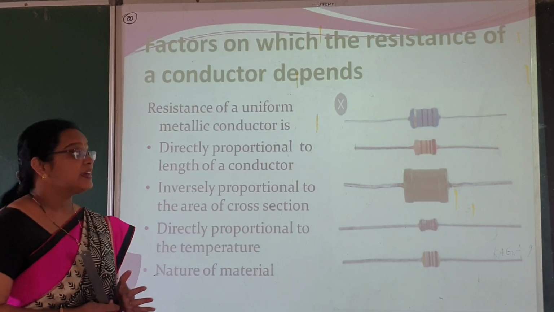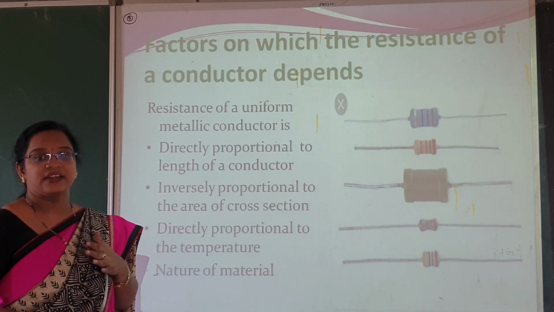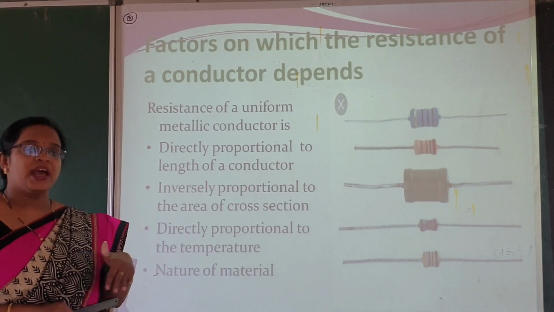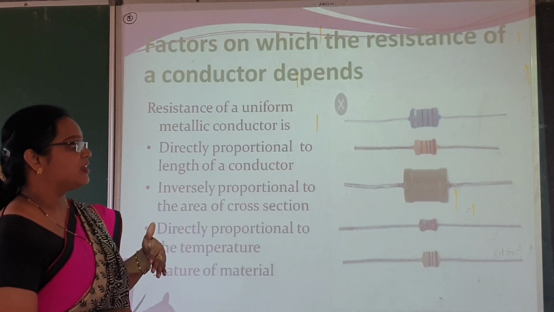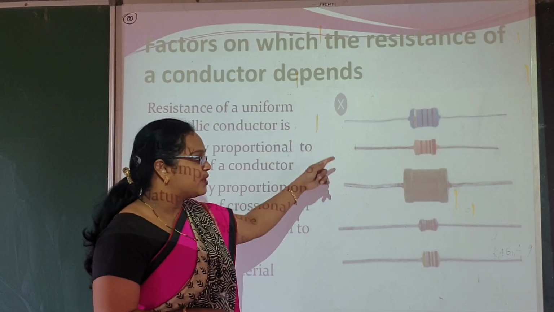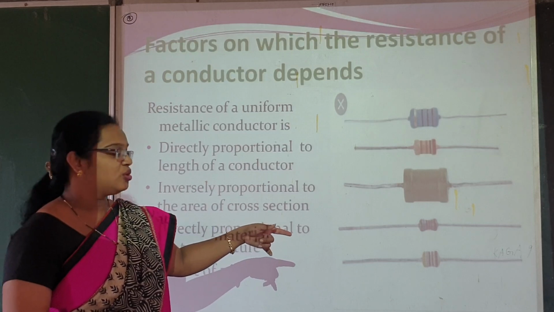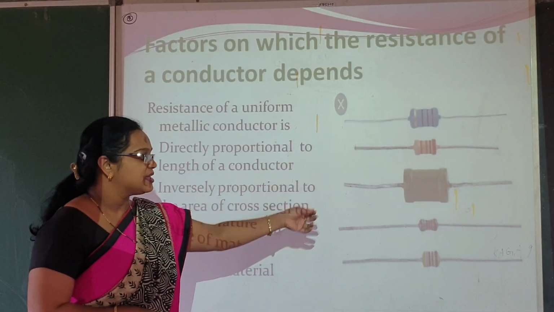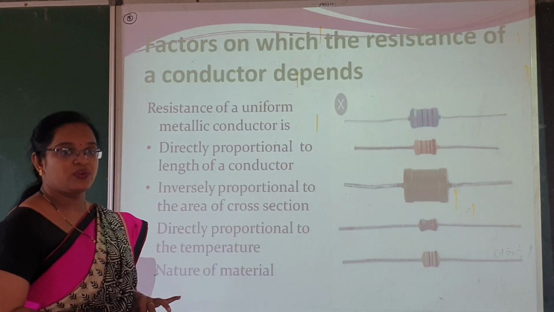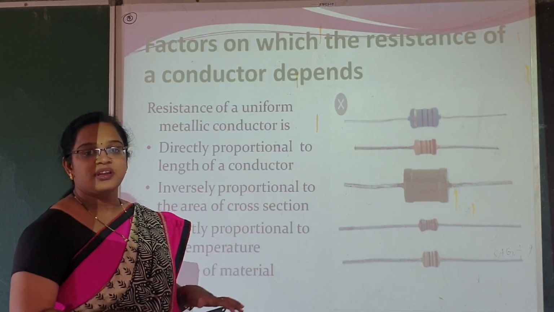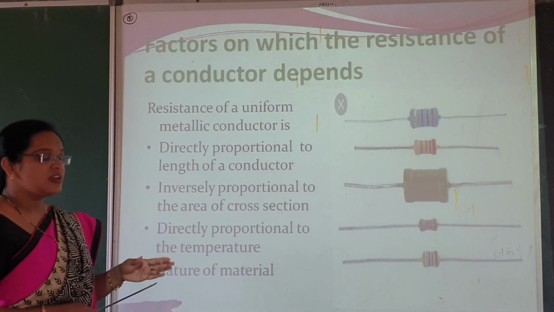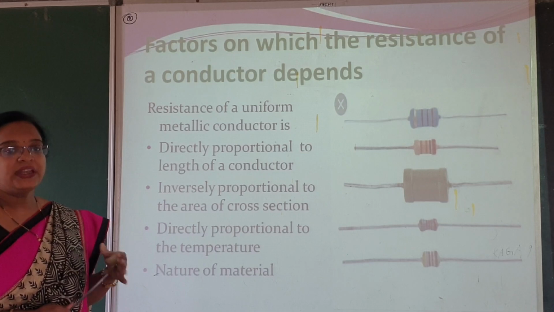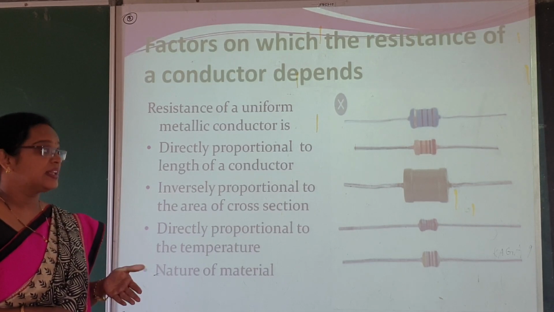So on what factors does the resistance of the conductor depend? I told you a few will have less resistance and a few will have more resistance. These are the component resistors used in the circuit to maintain the resistance. In IC circuits and all, these are resistors of different values: 5 ohm resistor, 10 ohm resistor, like that we will be getting. These are used in the IC circuit. So on what factor does this resistance depend? How can it increase or decrease?